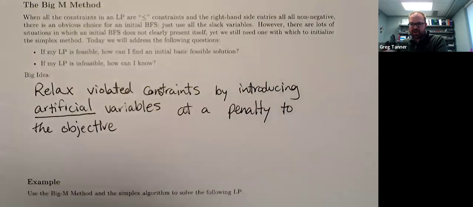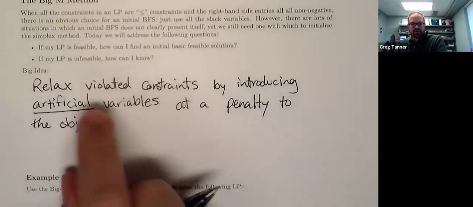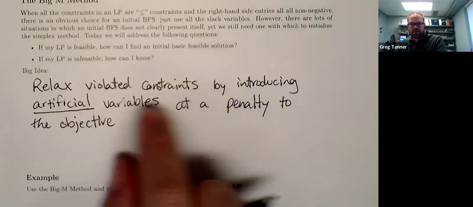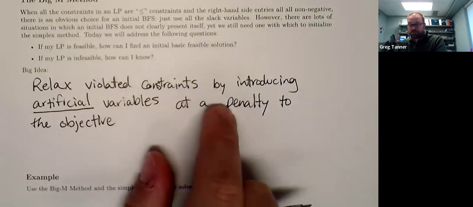So it's sort of like, I'll let you cross over the line of the constraint and go on the wrong side of the constraint. But for every unit you cross that line, your objective is going to go in the wrong direction. Okay. That's the big idea behind the Big M method: we'll relax those constraints. We're going to introduce these artificial variables, but we do so at a penalty to the objective.